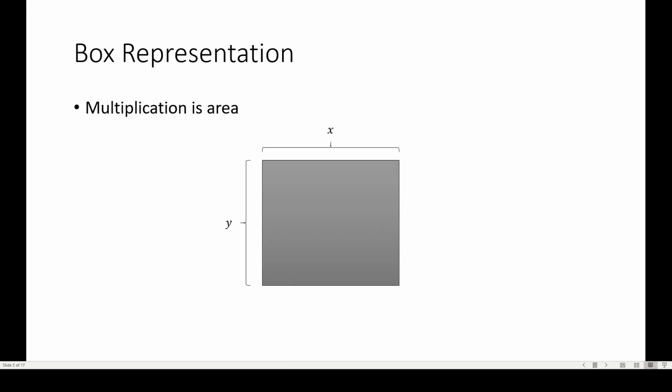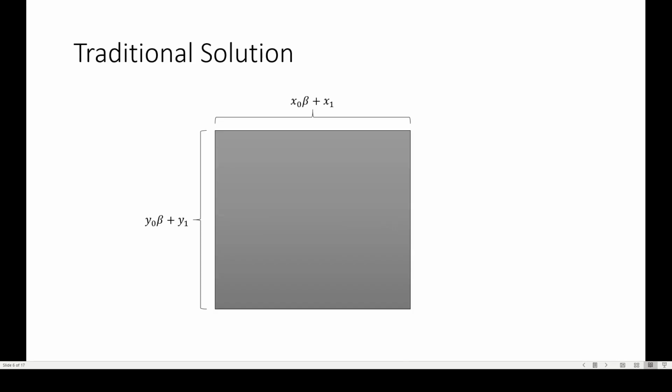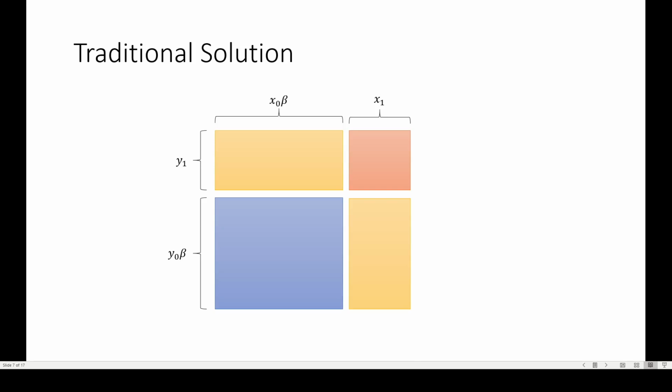To intuitively communicate the formula, we're going to use the box representation of multiplication, where the height of a box and the width of a box are both the inputs to the multiplication, and the area is the output. We're going to start with the traditional solution, and what we're looking at right now is our desired output. We want to calculate the area of this box. This is done by decomposing it into four different other boxes using the FOIL method. I've color-coded the different boxes, and this is going to be relevant later.